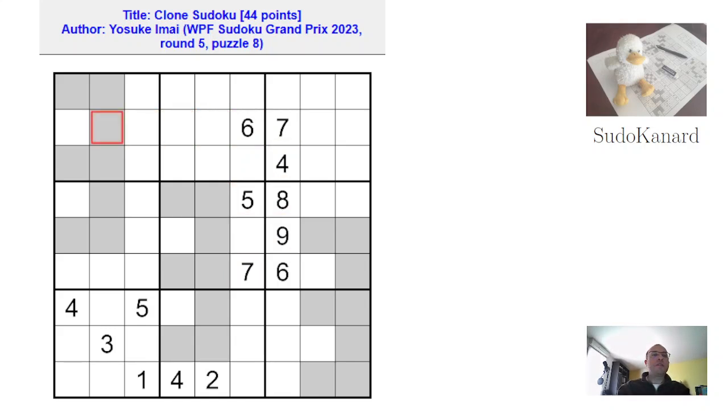So this is a clone Sudoku, which means that those regions, those shaded shapes, contain exactly the same digits in the same places, which means that, for example, this digit is the same as this and the same as this. All right, so where do we begin? Well, this is a decent question.